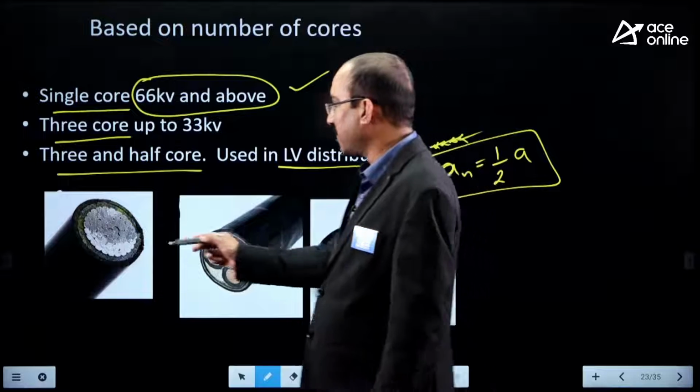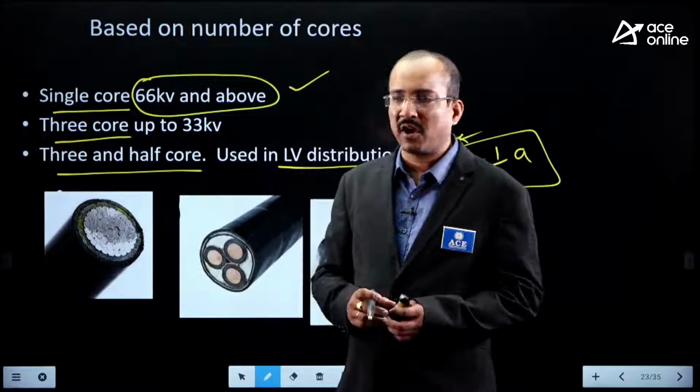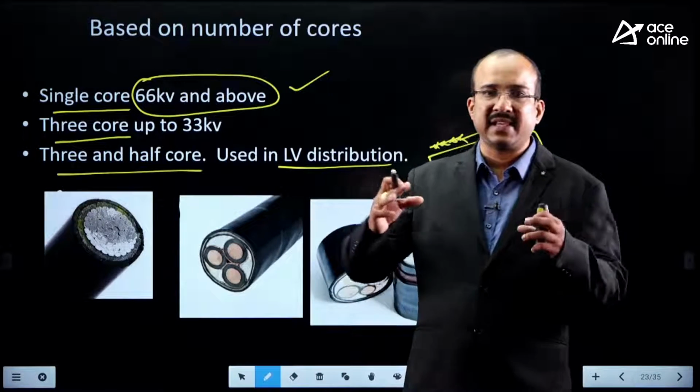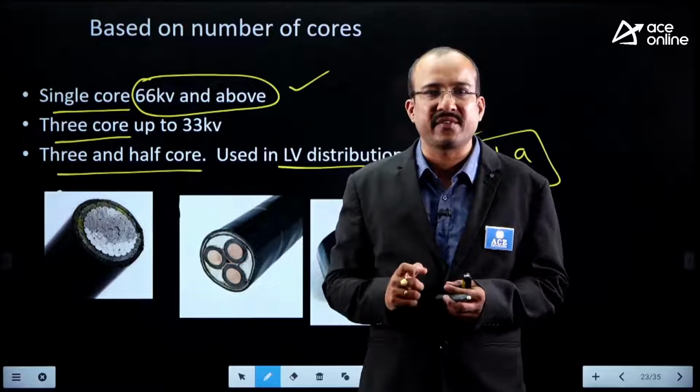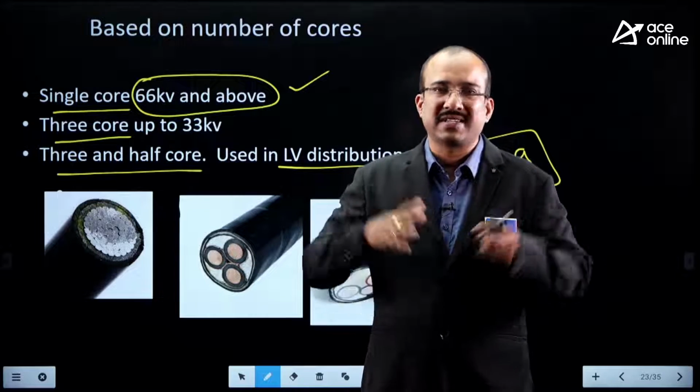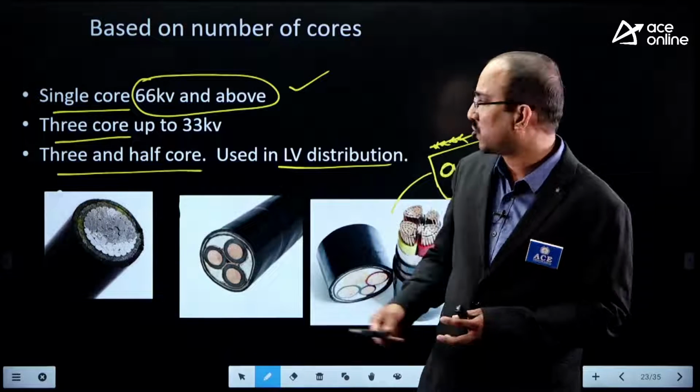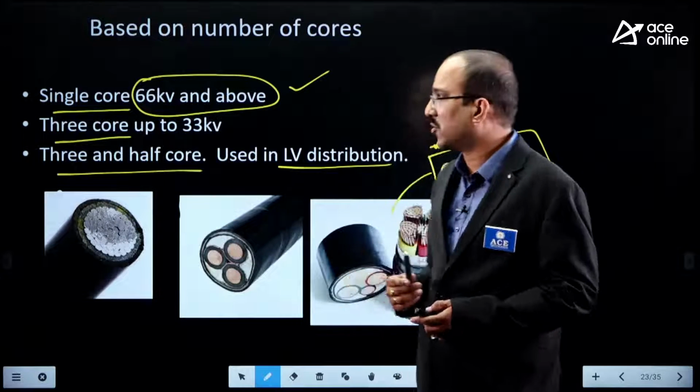For transmission, we prefer to use single core cables because as the operating voltage increases, the thickness of insulation required will be more, so the size of the cable will be large. To avoid that, we go for single core cables.